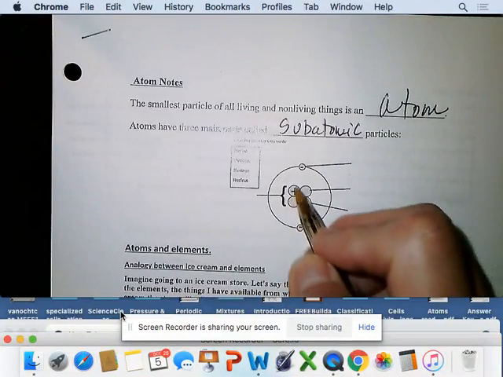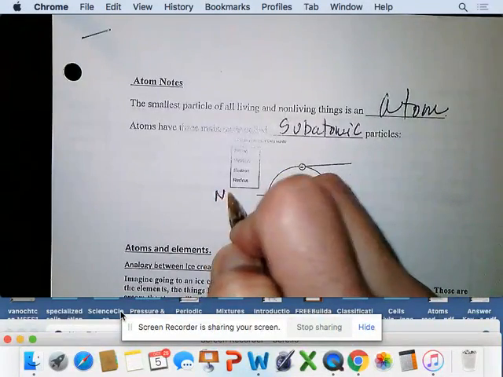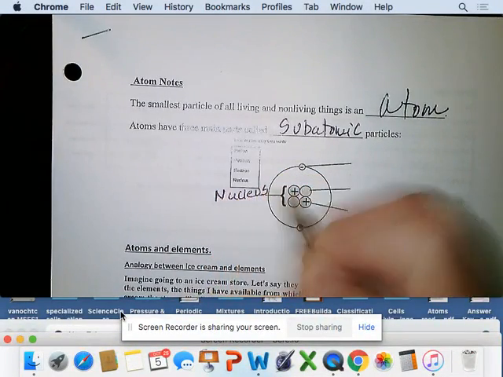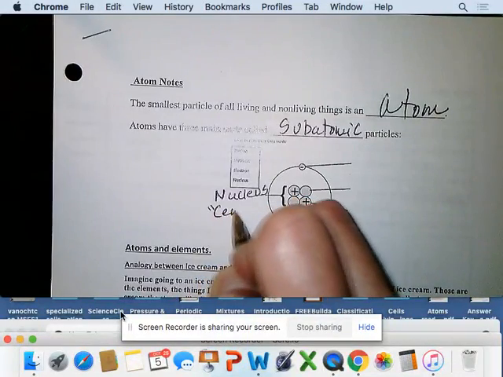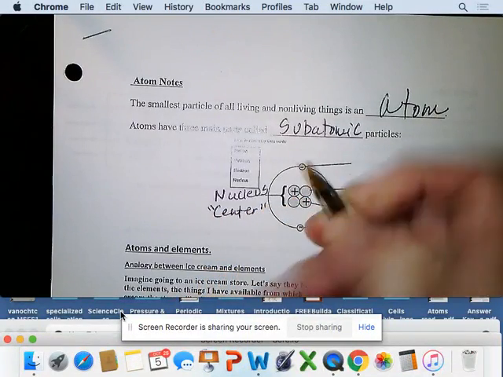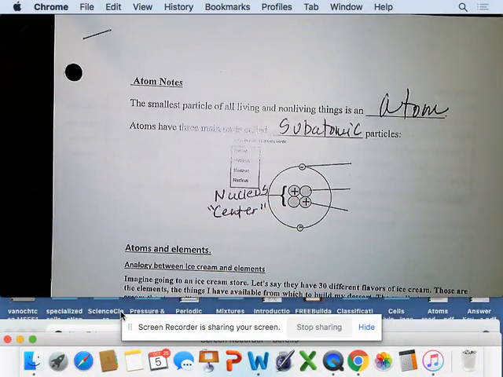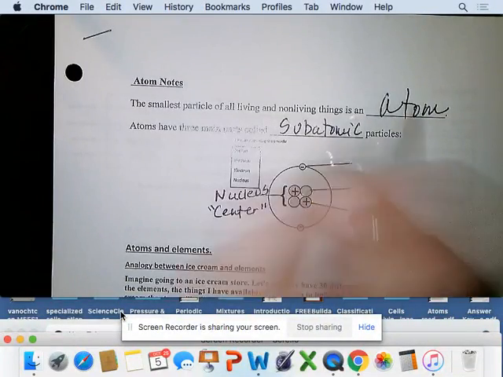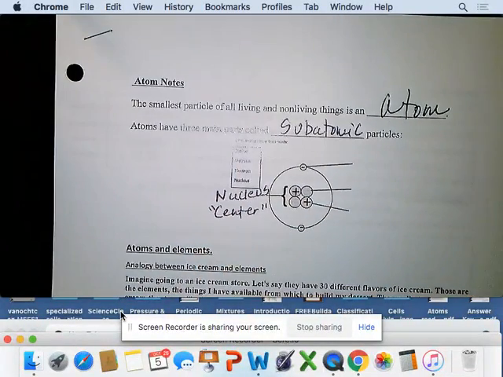So within the nucleus, which is the center part of the atom, we have two particles that make up the majority of the mass of the atom, where the weight is. And those are the ones that are not charged. What are the ones that are not charged called? Yeah, what are they called, Aaron? Neutrons, good.